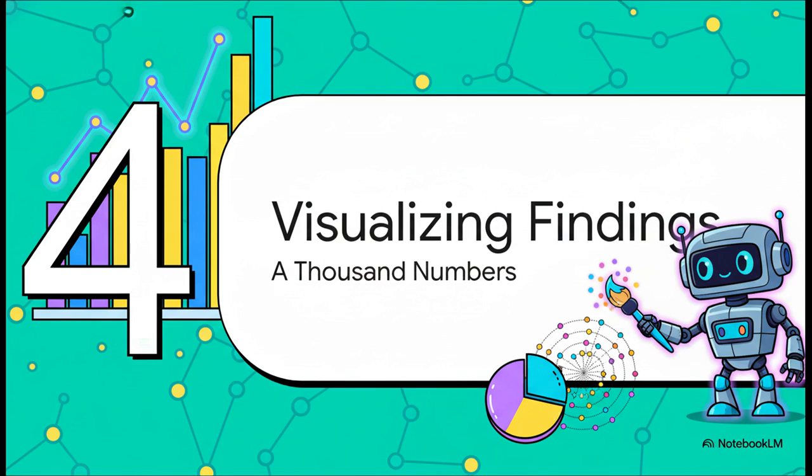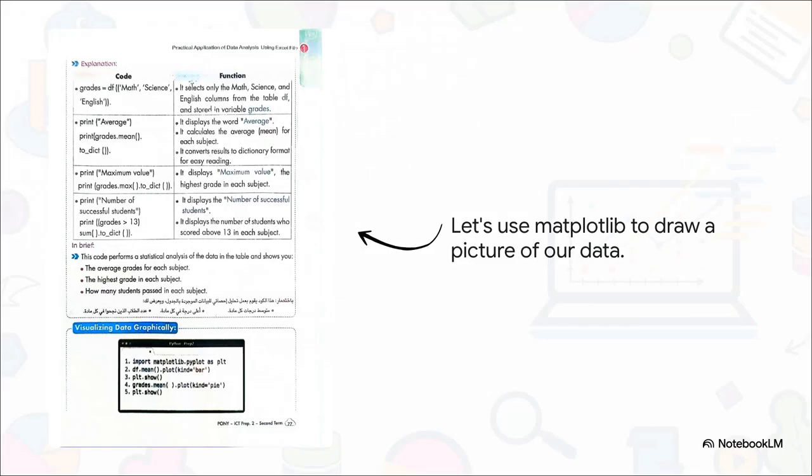A table doesn't exactly scream insight, does it? Our brains are just wired for visuals. We understand pictures so much faster. So it's time to call in our robot artist, Matplotlib, to paint us a picture. And this is where the magic really happens.